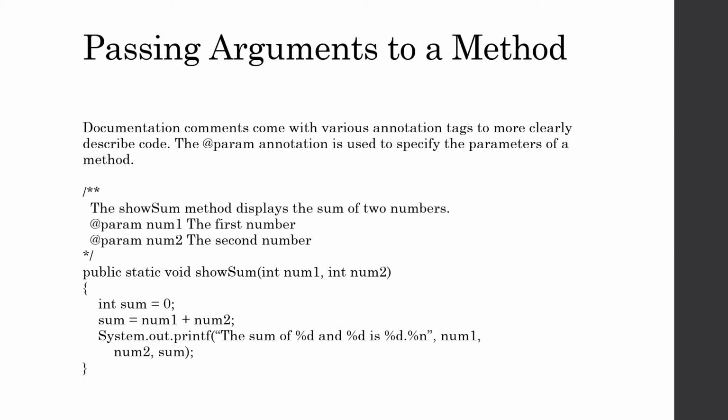So if we go ahead and create a documentation comment for one of these methods, say the showSum method, as soon as you start to create this in NetBeans, it will automatically start to populate it with all of the proper annotations, so all the proper tagging. We can actually do this and create something like what we have right here: a general description, like the showSum method displays the sum of two numbers, and then describe the two different parameters that we're working with.